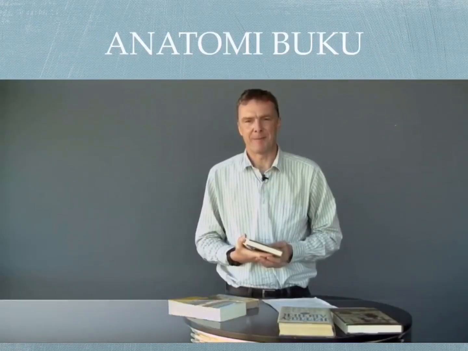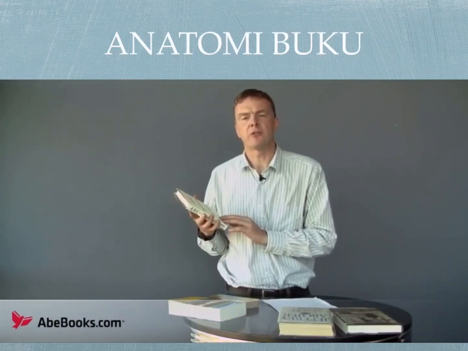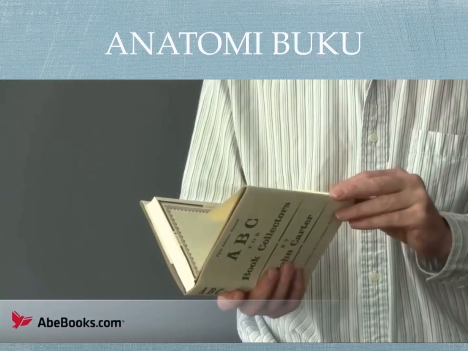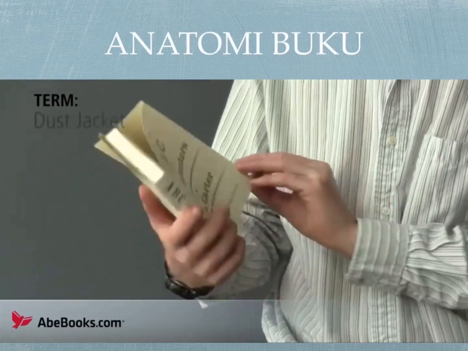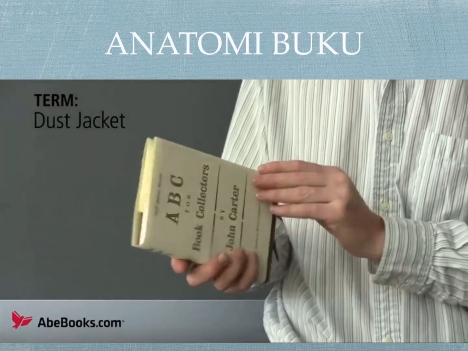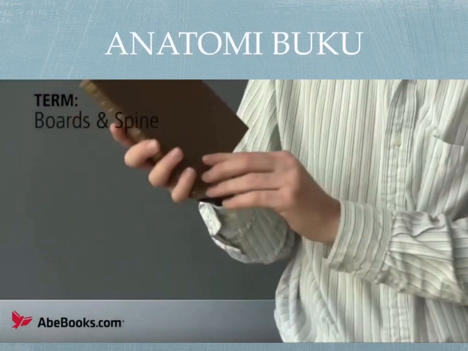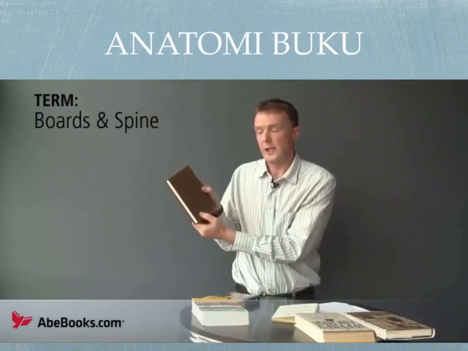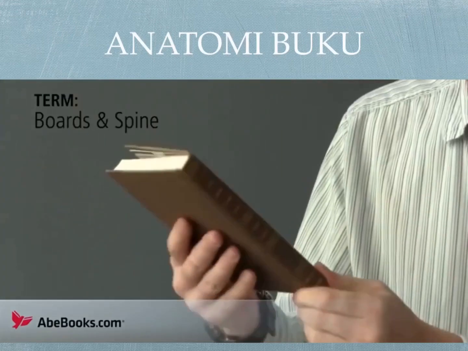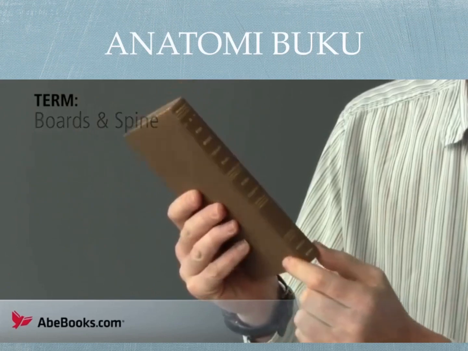Hi, I'm Richard from Made Books, and today I'm going to explain the jargon used to describe the physical parts of a book. So first of all, we have the dust jacket, which is also known as the dust wrapper and sometimes abbreviated to DJ. These front and rear panels of the book are called the boards, and this is the spine, the backbone of the book. It literally holds the book together.